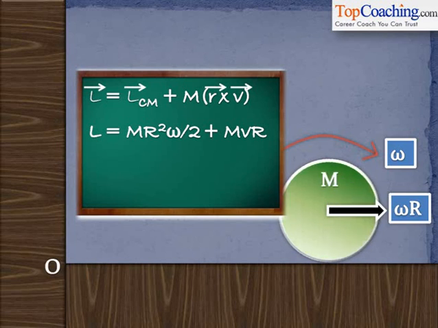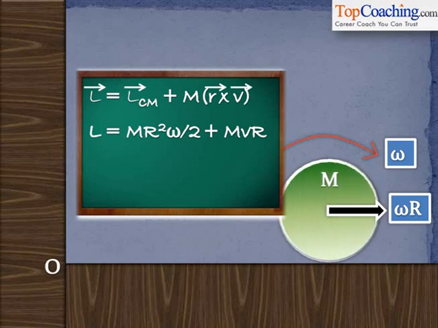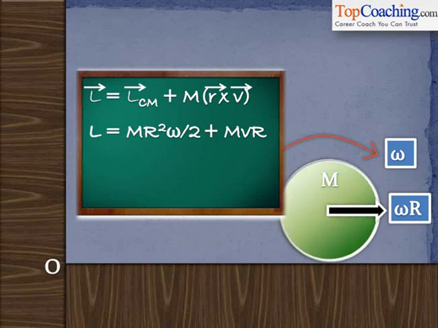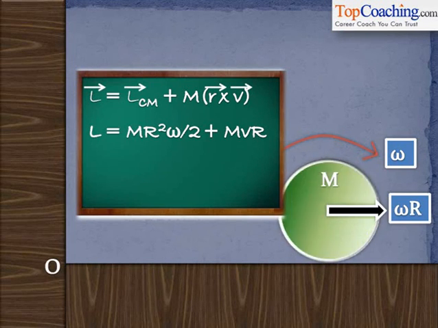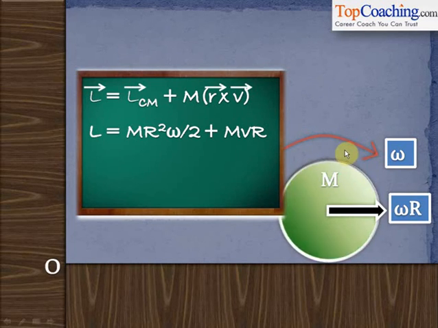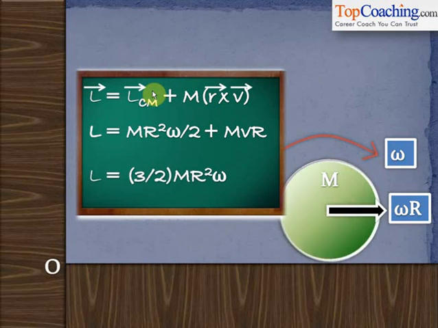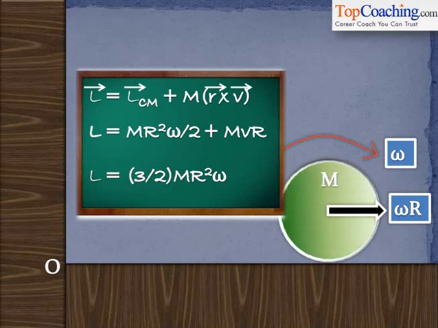m r cross v can be written as mv into r, isn't it? Because the perpendicular from the axis to the linear momentum vector of this rotating body is r, the radius of the disk. Therefore mv, the linear momentum of the disk, has been multiplied by r, the perpendicular from the axis O to the linear momentum vector of the disk. So the net angular momentum is mr square omega by 2 plus mvr. Since the disk is pure rolling, v is equal to omega r, so the net angular momentum is 3 by 2 mr square omega. That's our answer. So that was a simple question.